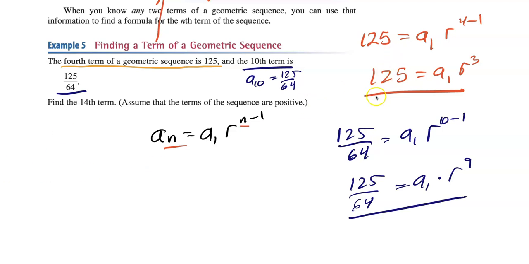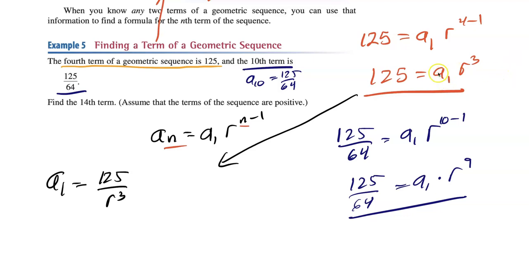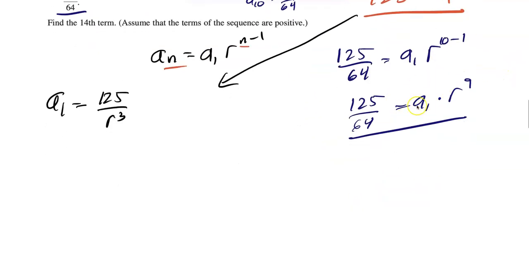So we have two equations and two unknowns. We cannot do elimination; we have to do substitution. The general rule is to take the smaller power and solve for a_1 there. So we have r to the 9th and r cubed, and you want to solve for the smaller one first. That's the trick. So here we have a_1 equals 125 over r cubed. Now that I have a_1 by itself, we substitute it into the a_1 in the other equation.